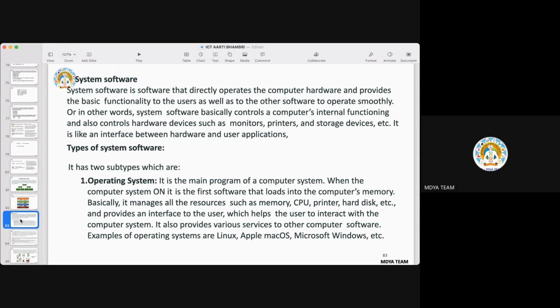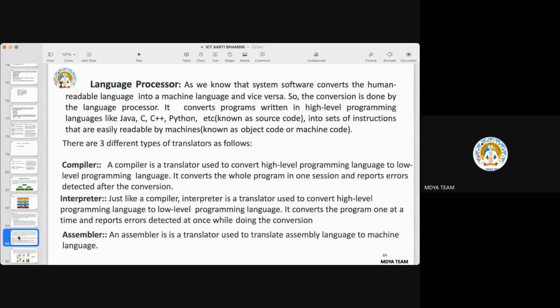All right. So here, the operating systems are given by some companies. They make their own system, or they sell to some computer manufacturing machines, because every machine should have this operating system, and it's nothing to do with the user. So the operating systems examples are Linux, Apple, Mac OS, okay, Microsoft Windows, and all.